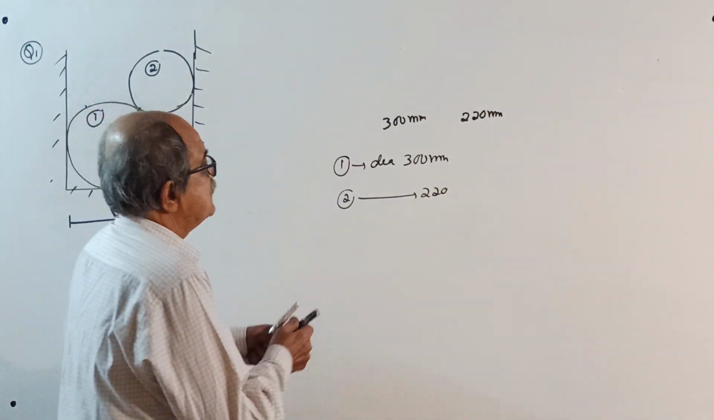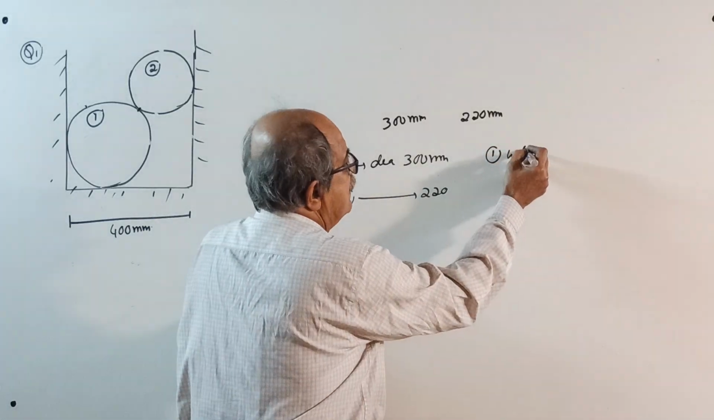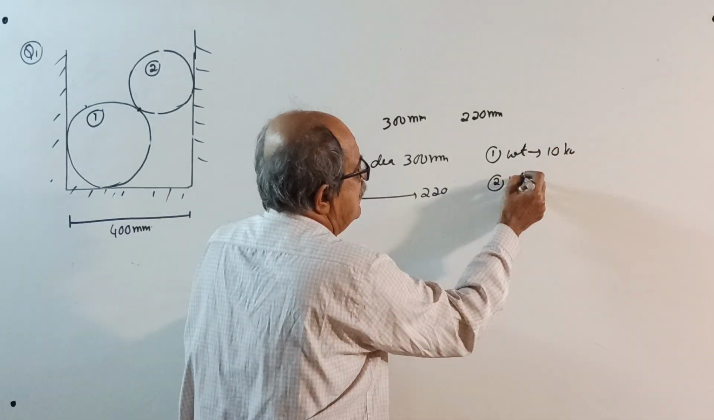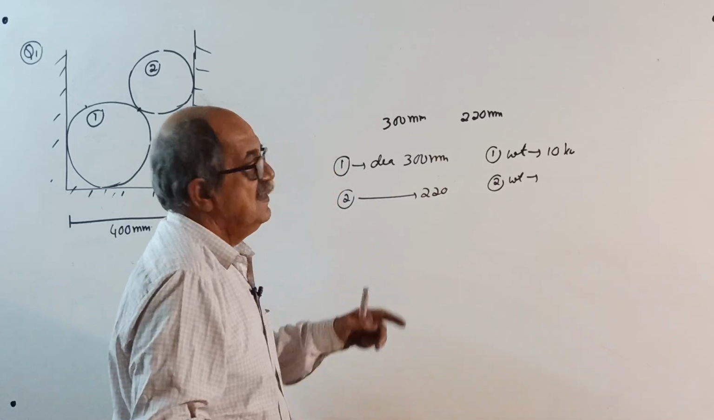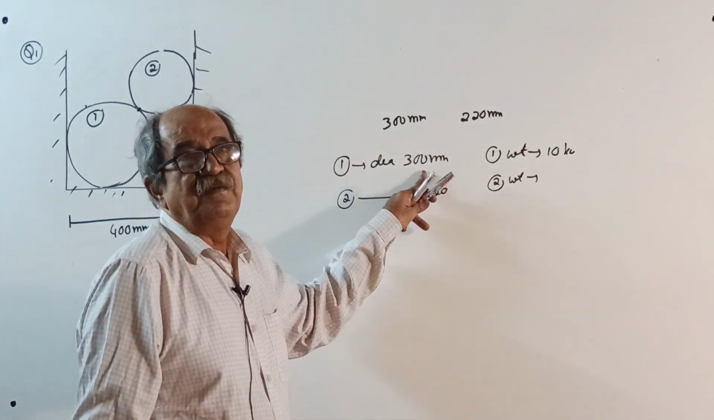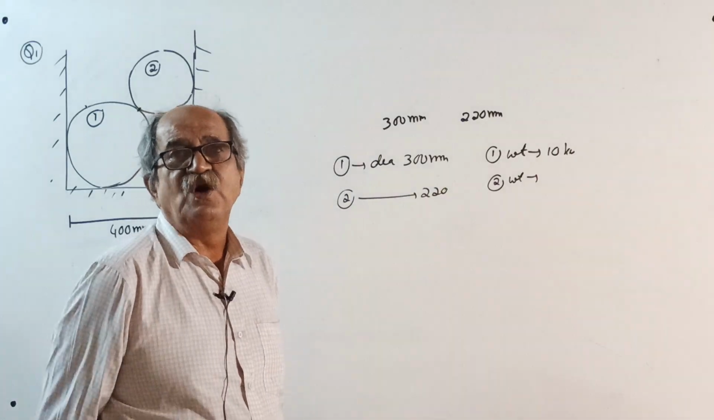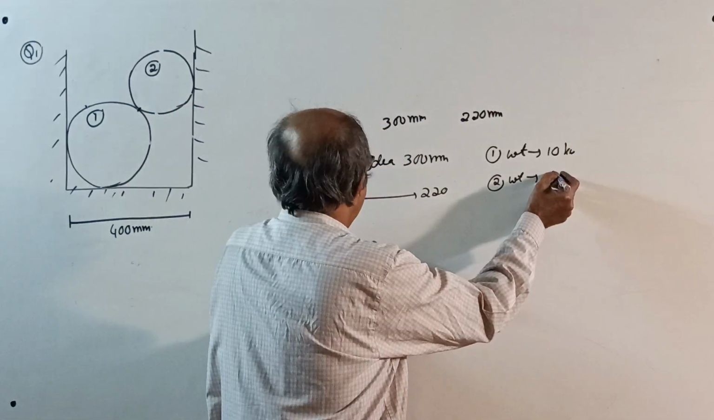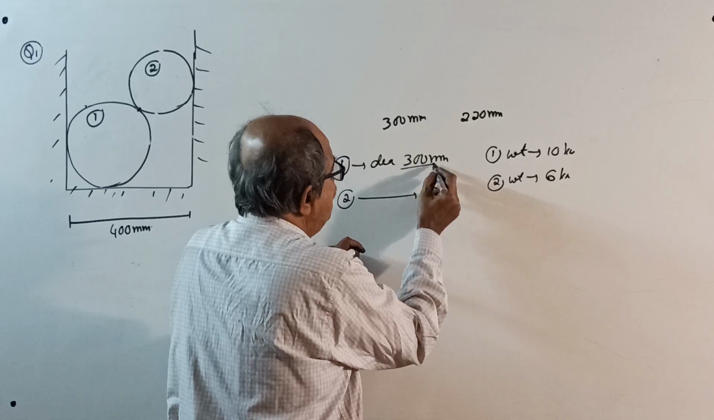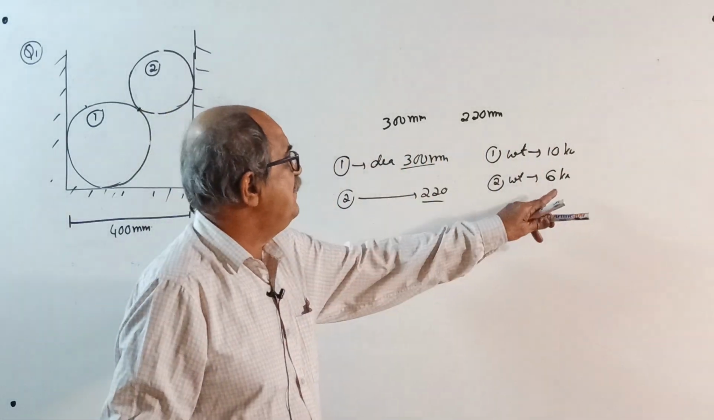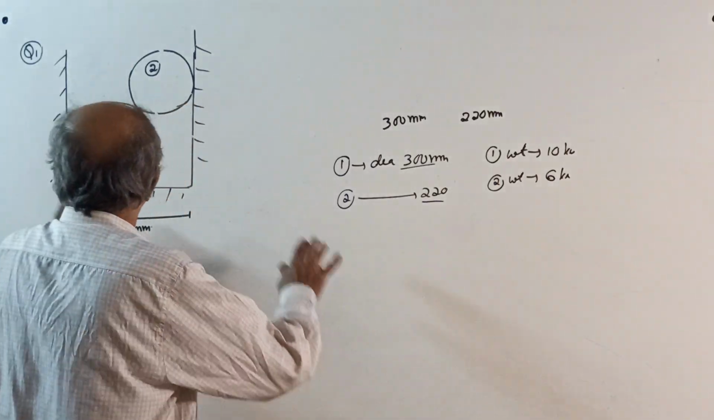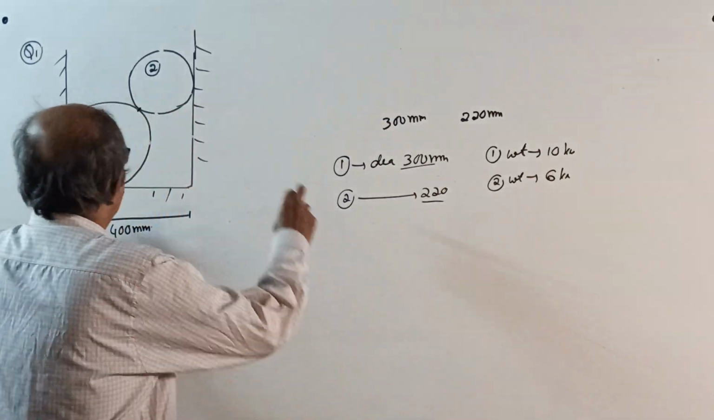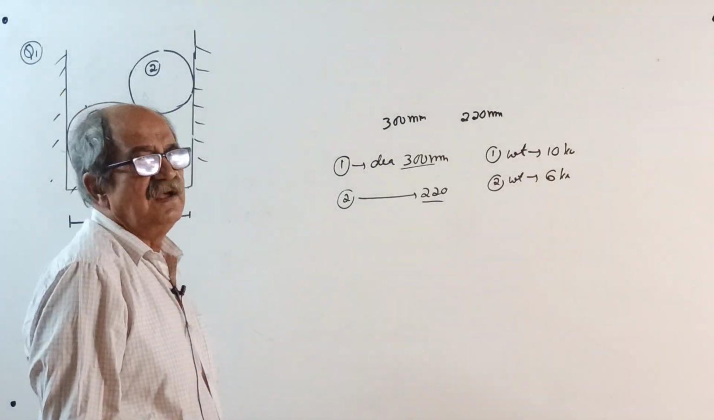Now, cylinder 1 weight is say 10 kilonewton, and cylinder 2 weight is 6 kilonewton. You can't find weight from area because the cylinder has a hollow portion inside. Anyway, material may be different. Don't try to compare with the diameter given in the question. 10 kN and 6 kN. All surfaces are smooth, given in the question. Find reactions at all contact surfaces is the question.